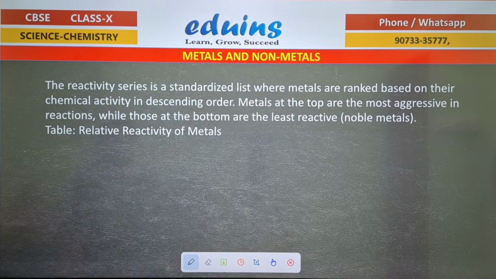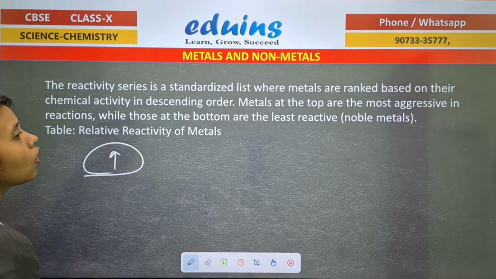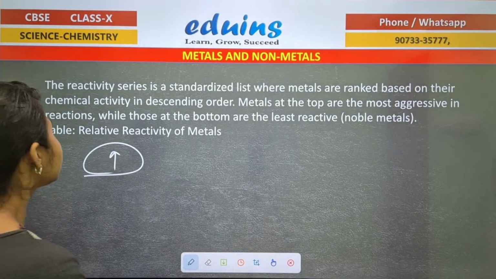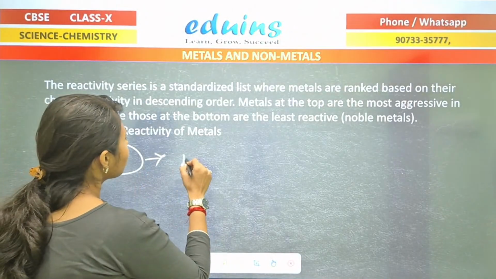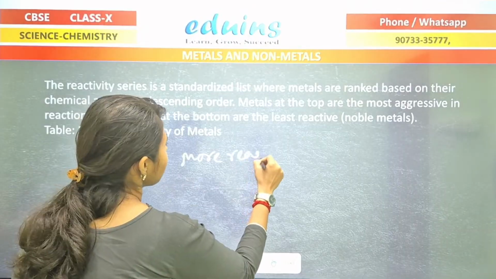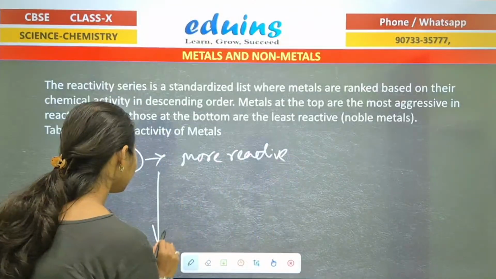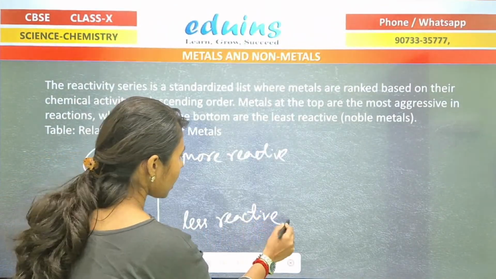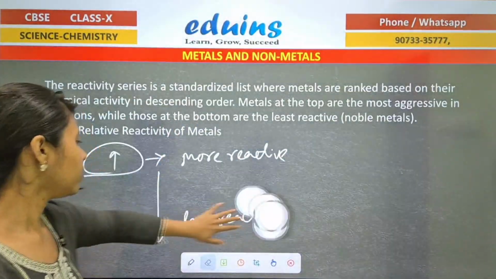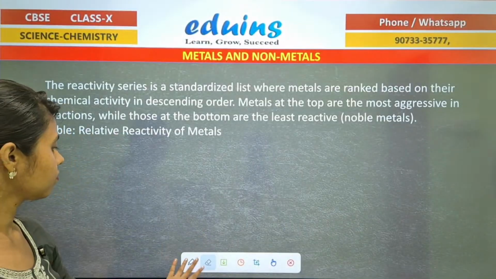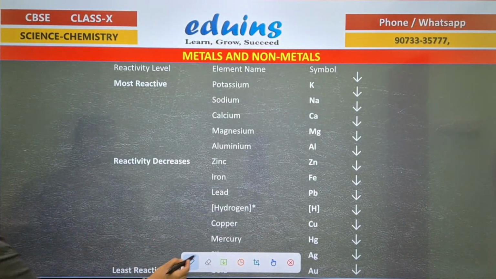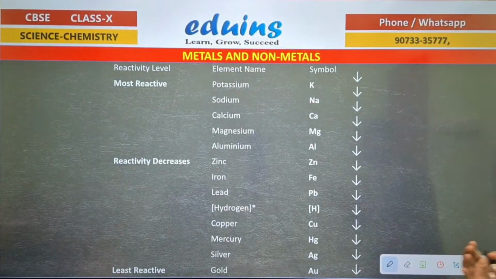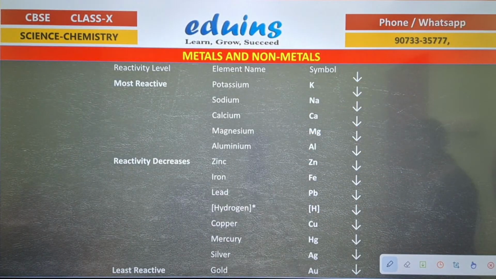At first we have to know the rank in the series. At the top of the series we get the most aggressive, that means the most reactive, and when we go down, we get the less reactive. So we have to study the table. This is the reactivity level, and it decreases downward.